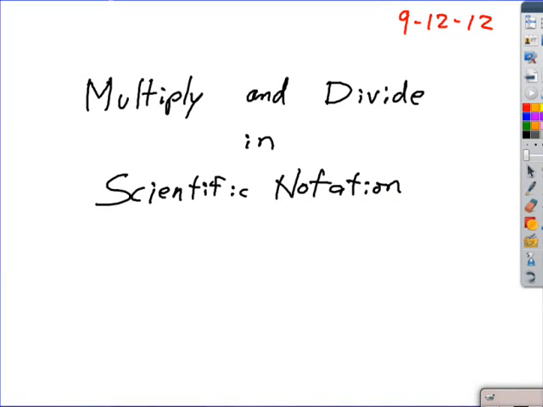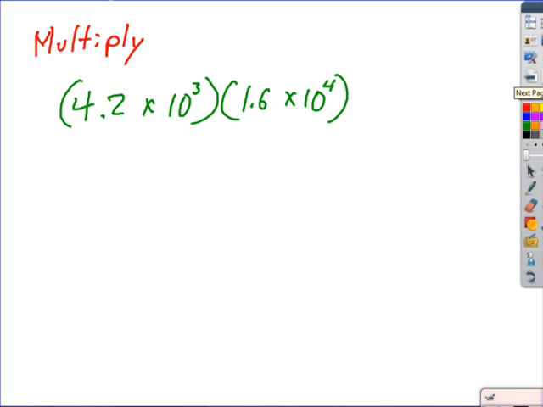Multiplying and dividing in scientific notation. We're going to learn how to multiply numbers that are written in scientific notation, and then we're going to learn how to divide, and that'll be the lesson. So let's go ahead and get started. First, we'll multiply. Here's two numbers written in scientific notation.